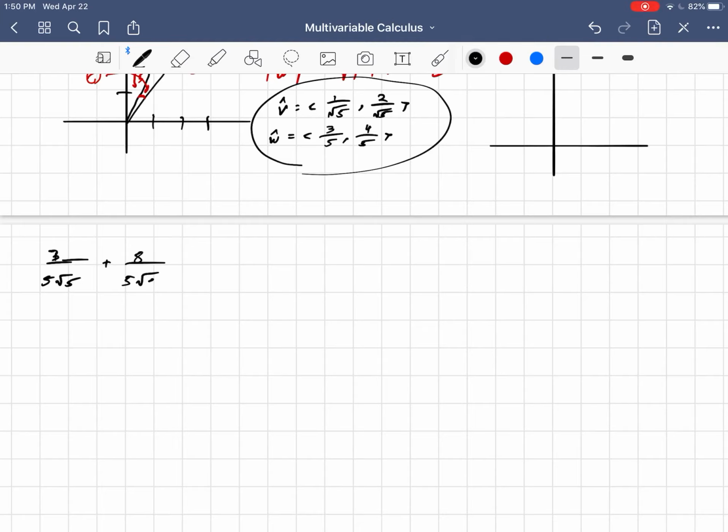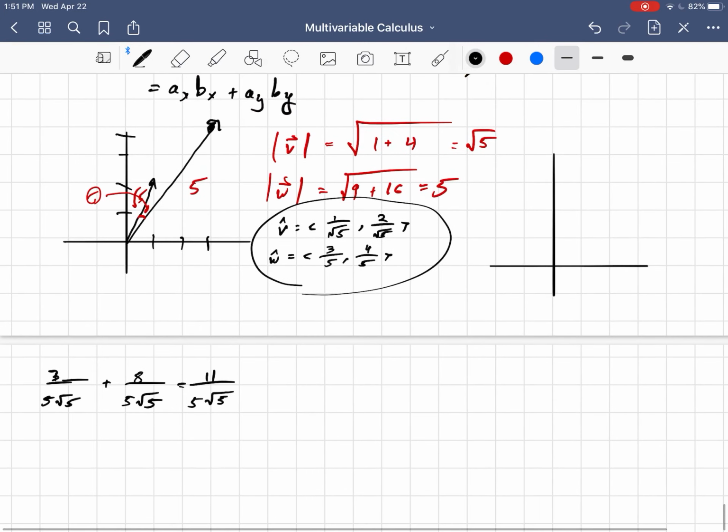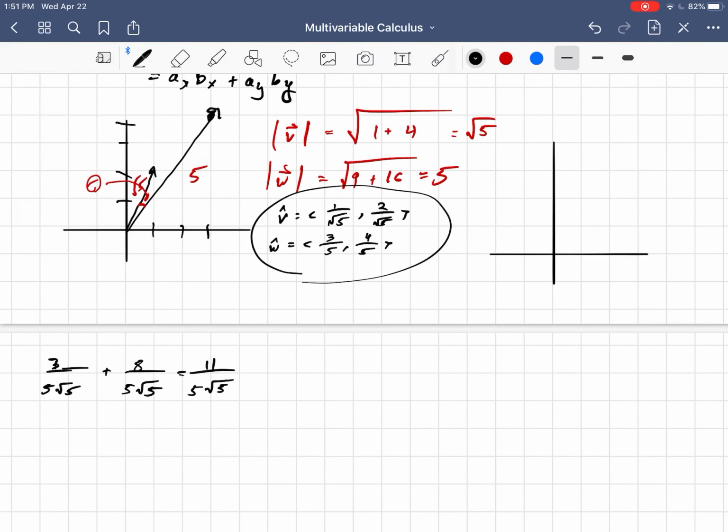Okay, 1 over 5 square root 5, or 3 over 5 square root 5 plus 8 over 5 square root 5, which is 11 over 5 square root 5. So that's not a coincidence at all, right? I just divided by 5 square root 5 because I divided by each of the original magnitudes.